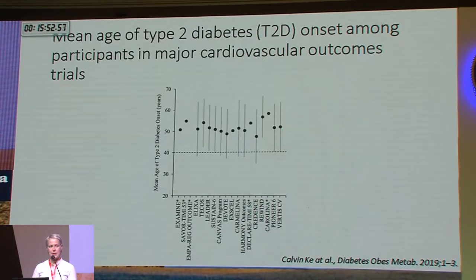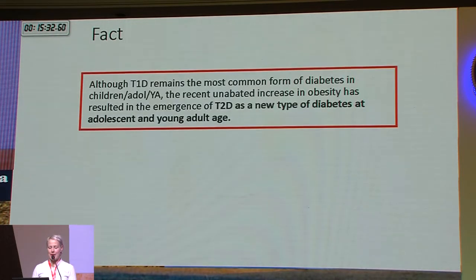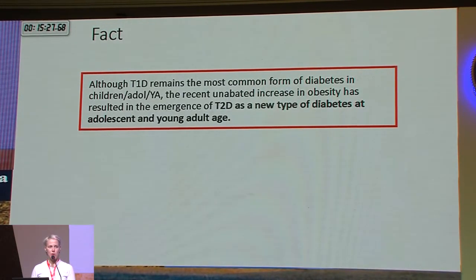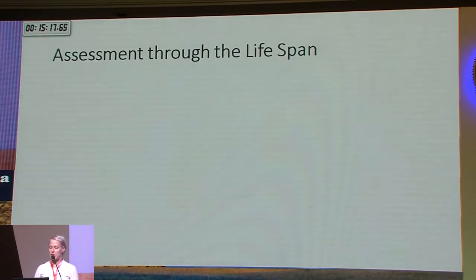The problem here is that in all our very important and big randomized controlled trials, we do not really have enough information about young patients with type 2 diabetes, because if you look here, the mean age of all participants in all our studies is higher than young age, so we need to remember about it. So the simple fact, as a second conclusion, is that type 1 diabetes remains the most common form of diabetes in children, adolescents, and young adults. The recent unabated increase in obesity just leads us to the prevalence of type 2 diabetes in these patients.